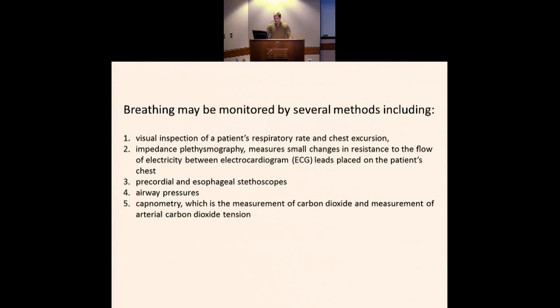Alright, so talking about monitors of breathing, obviously there's visual inspection. You can see the respiratory rate, you can see their chest rising and falling. On their ECG, your ECG will actually have your respirations on there. That works from something called impedance plethysmography. We have stethoscopes we can use. We can look at their airway pressures and capnometry, which is a measurement of CO2. And that's going to be your gold standard. If they ask what the gold standard is for an intubation attempt, it's going to be sustained CO2 capnometry.